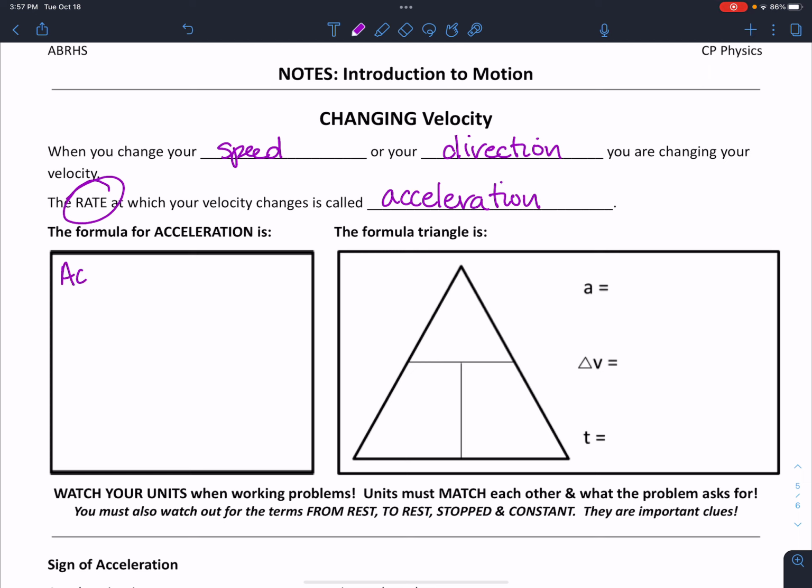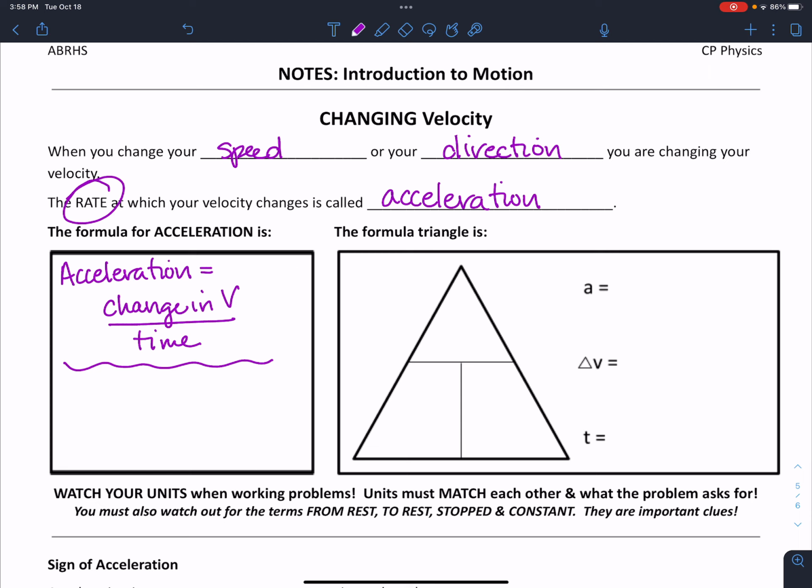And acceleration equals the change in velocity over time. So again, it is a rate, so that's why it's per time. Which means acceleration is the change in velocity over time. Now, this change in velocity, this delta V, is equal to the final velocity minus the initial velocity. So we most often see acceleration as equal to V final minus V initial divided by time.